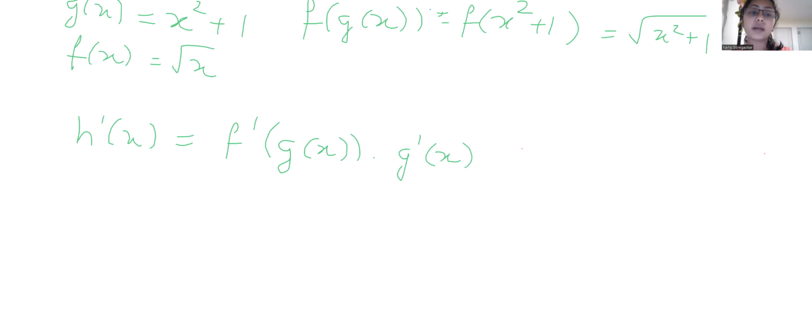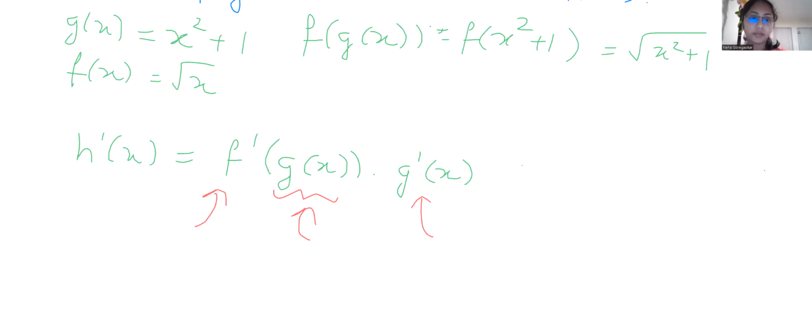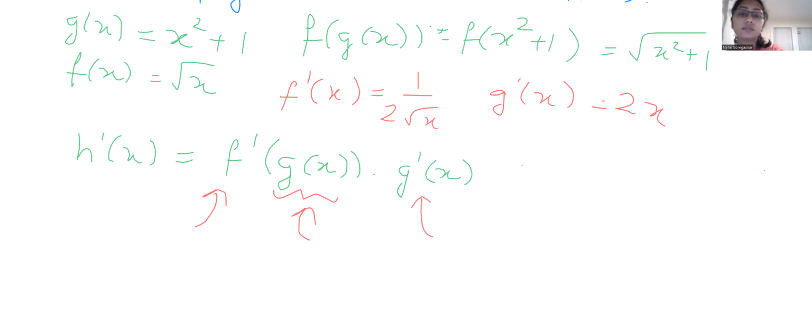And what do we mean by this? Here, f prime is the derivative of f, but we're evaluating it at g of x and then multiplying it with the derivative of g. And going back to our original example, here we have f prime of x is 1 upon 2 square root of x. g prime of x is 2x. And g of x is, as we already have up here, x squared plus 1.